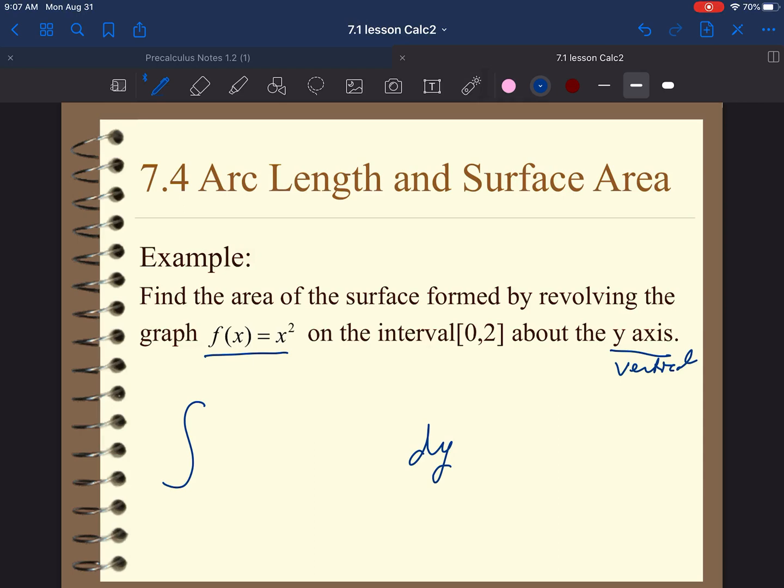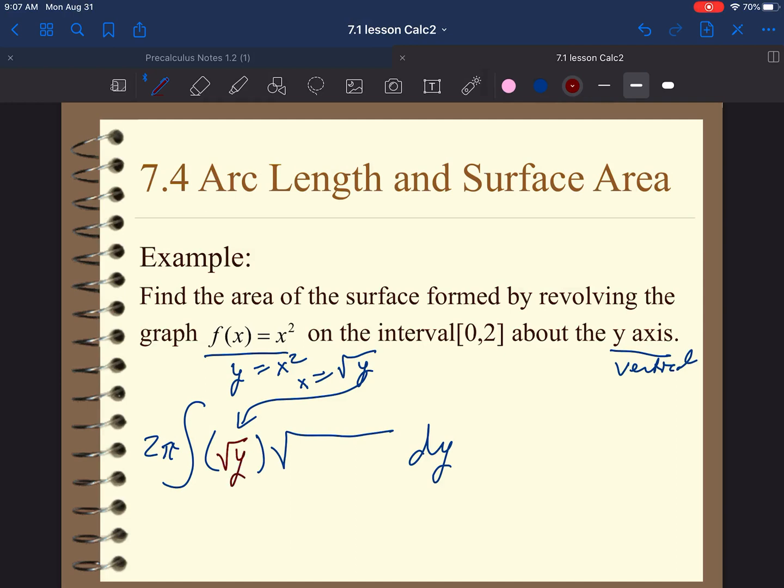Find the area of the surface formed by. Okay. So if it's this way, then I've got to solve this. So I've got to go y equals x squared, x equals square root of y. So we're going to have that y in there. Now notice we had a 2 pi, we have our radius, and then we have our square root, don't we? So right here is our radius. The square root is the arc length, so that's going to be the 1 plus your derivative squared.